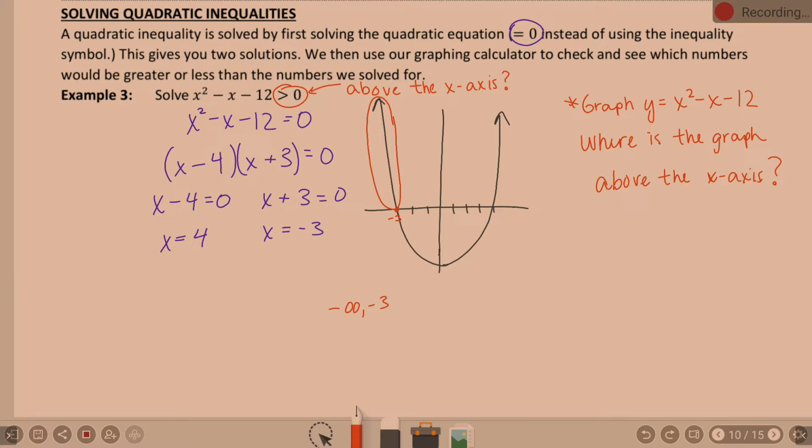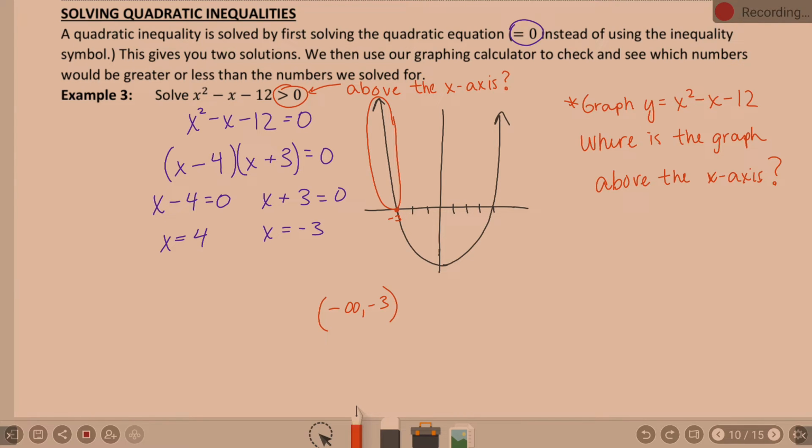Negative 3. Now, infinities always use parentheses. The negative 3, you have to consider here, it just wants to know when is the graph greater than 0. Does it want to know when it's equal to 0? No, it does not. It just wants to know when it's above 0. So are you getting where I'm leading you to here? Parenthesis or bracket? A parenthesis.